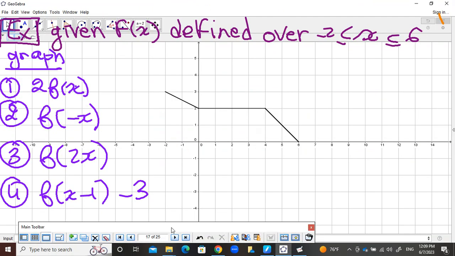This is one of the examples. I gave you this function f of x, defined over minus 2 to 6, and I want you to draw for me 2 f of x, f of minus x, f of 2x, and f of x minus 1 minus 3. We'll do all the four steps and you will see, you understand all the concept.